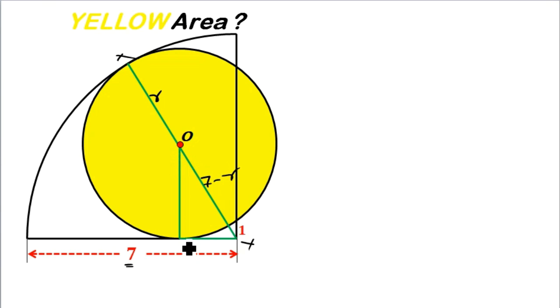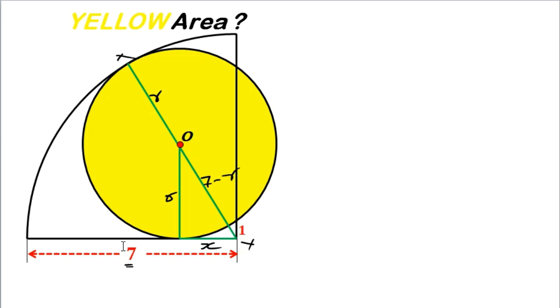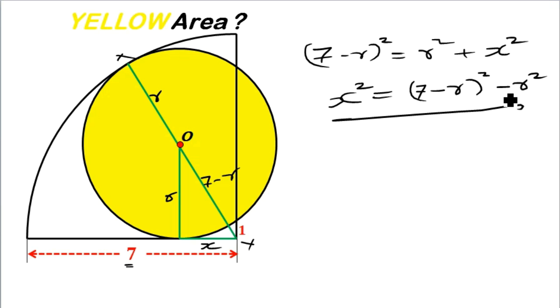From O to any point at the circumference is the radius R. You can see this length from here to here was the length CD, which was X. The length from A to B is X, meaning from C to D, which is this length down here, is also X. If you use Pythagoras theorem in this case, the hypotenuse squared, which is (7 minus r) squared, equals the sum of the squares of the two shorter sides, that is r squared plus x squared. If you make x squared the subject of the formula, it will be (7 minus r) squared, then r squared going to the other side, it is minus r squared. So we now have the second equation of x squared.